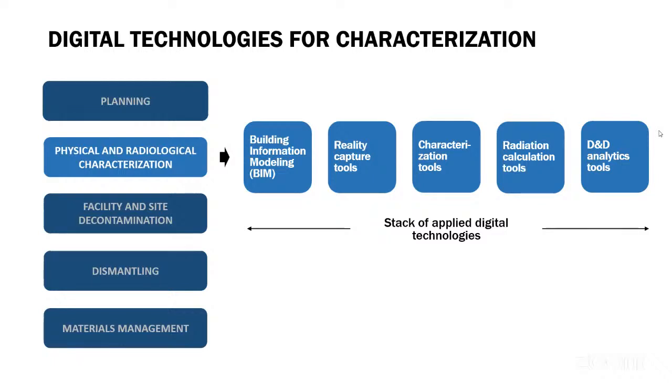Then we proceed to characterization. That means we provide physical and radiological survey of all the buildings, all the systems, and all the site around the facilities. Then we use radiation calculation tools to simulate and calculate the levels of radiation, the radiation dose rate fields, and estimate the amount of radioactive waste that we will generate. And we have a set of tools for analytics and report generation.